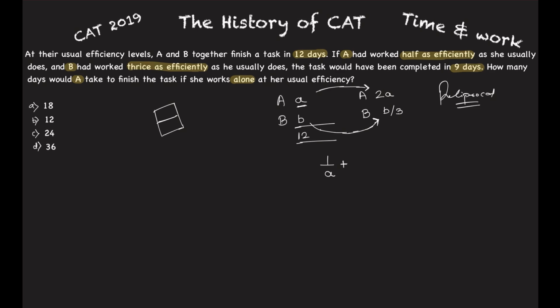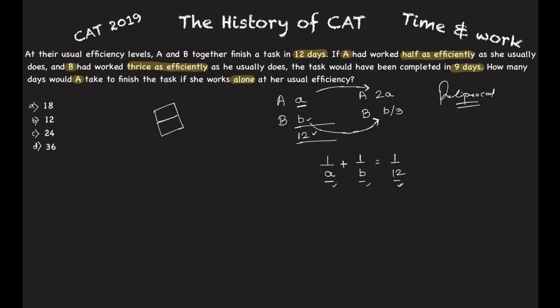Similarly, if B could do a piece of work in B days, in 1 day he will do 1 by B of work. Together they can do a piece of work in 12 days. So A will do this much work in 1 day, B will do this much work in 1 day, and together in 1 day they will do 1 by 12 of the work, because they can finish the work in 12 days. That is the basic of the reciprocal method that we have understood.